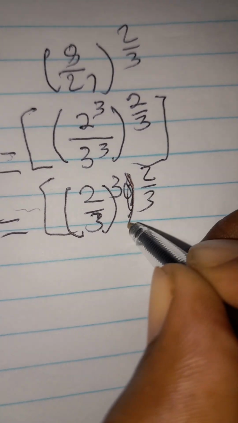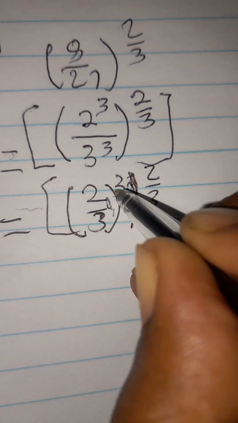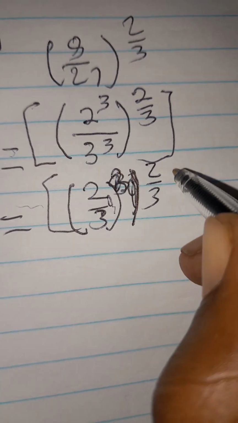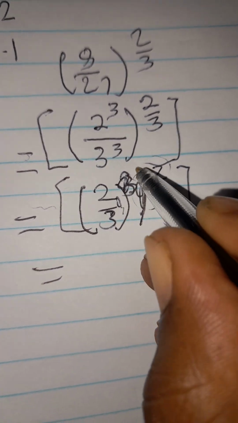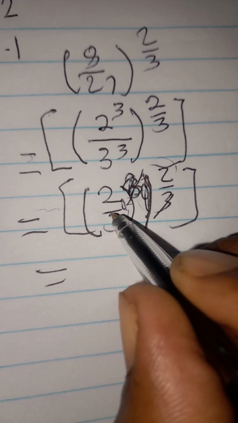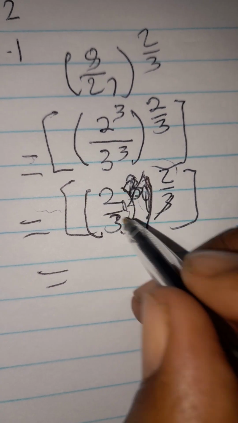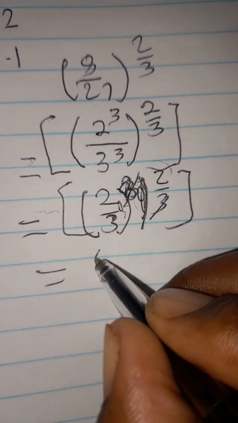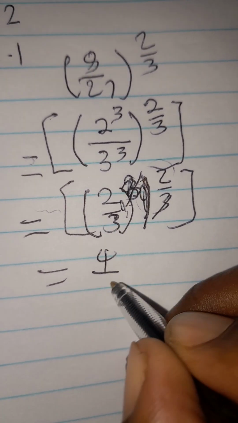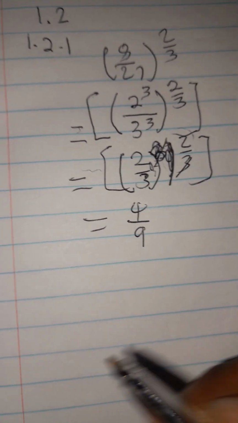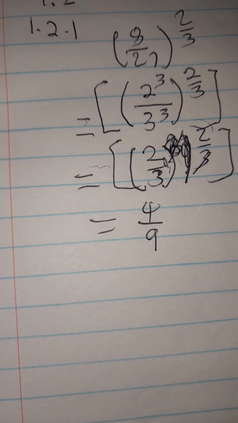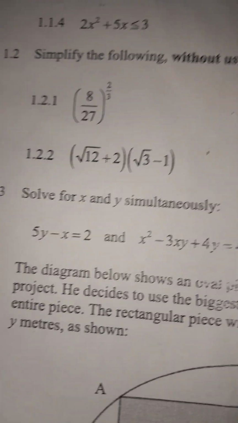Okay, sorry for that. This should be like this. Yeah, it's fine. Okay, this 3 will times this. So what are we going to have? 3 and 3, they will cancel each other. So we will square everything here. 2 squared, that will be 4. 3 squared, that will be 9. So that's how you can work with 1.2.1.